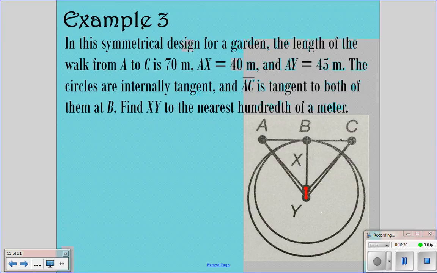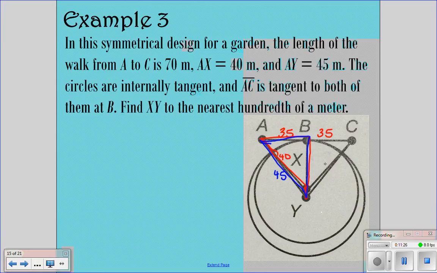So we know that from A to C is 70. So that means that this piece is 35 and this piece is 35. And then they told us from A to X is 40. So if I draw this triangle, the hypotenuse is 40. And then if I draw from A to Y, the hypotenuse is 45. And so what we need to do is to find the third side, the second leg, for each of those two triangles.